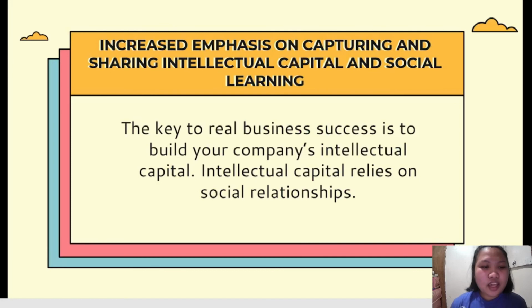First off, increased emphasis on capturing and sharing intellectual capital and social learning. The key to real business success is to build your company's intellectual capital. Traditionally, training departments invest in training delivery. The focus is on delivering knowledge to team members rather than creating a dialogue with employees.